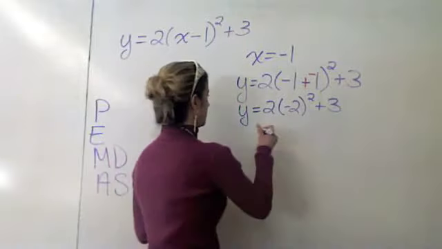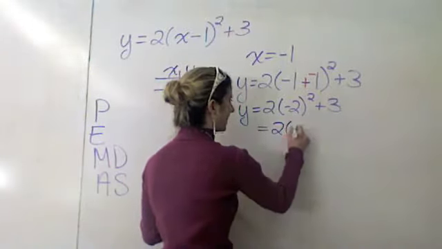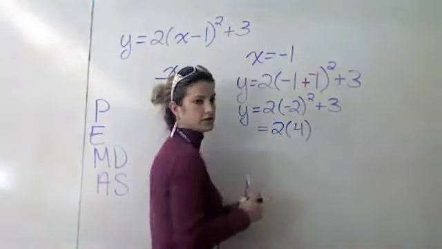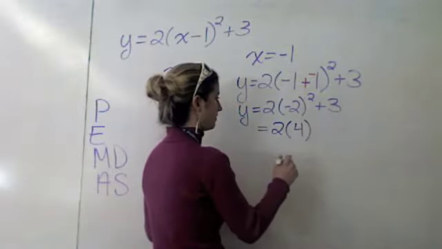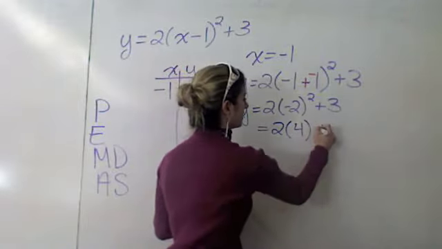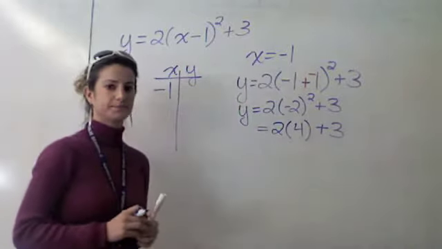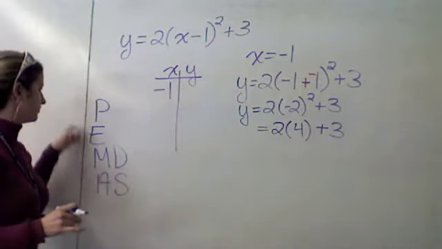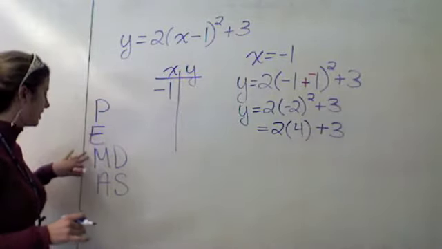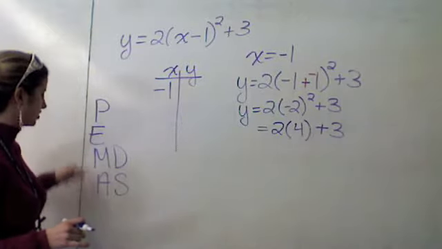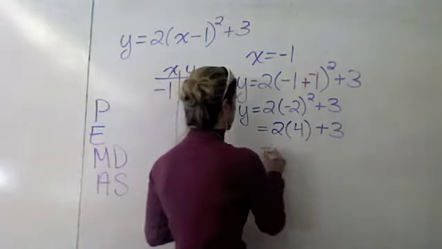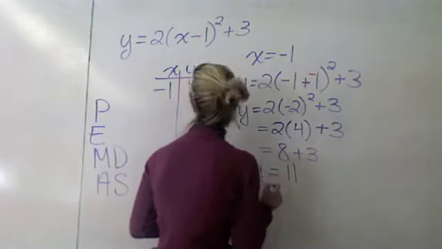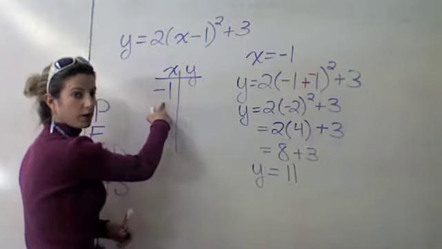So what we're going to do is we're going to end up with 2 times negative 2 squared is 4, okay? Remember, a negative number raised to an even power is always going to be a positive number. So then plus 3. Good. Now, next comes multiplication. We've done all our parentheses, we've done all our exponents, we've then got some multiplication and some addition. So multiplication comes first. So 2 times 4 is 8, and then plus 3, and now of course this is easy. Plus 3. Good. So when x equals negative 1, y equals 11.